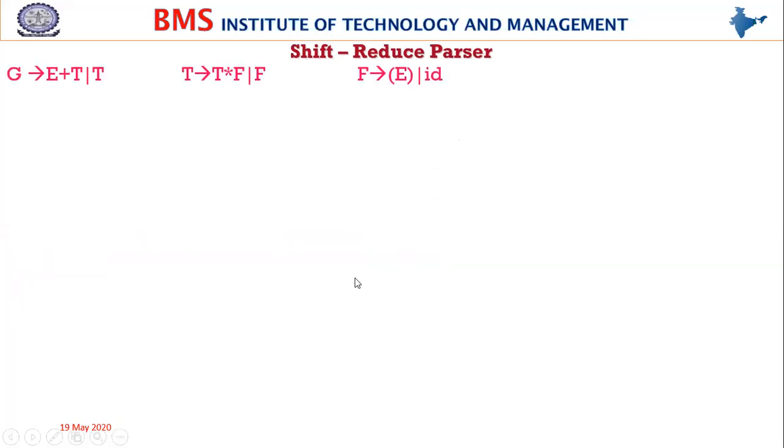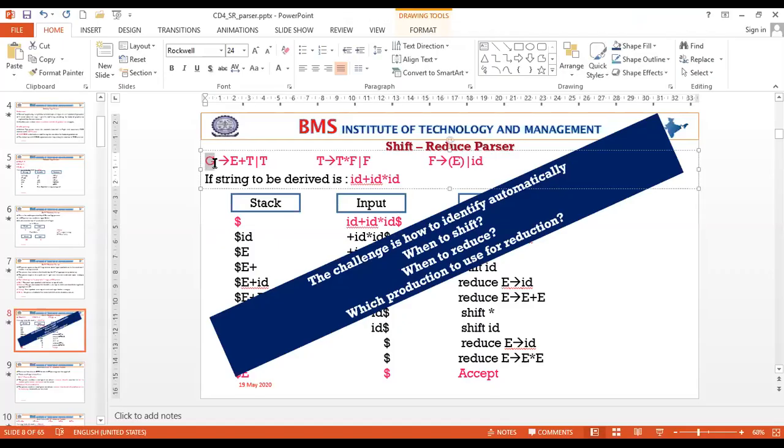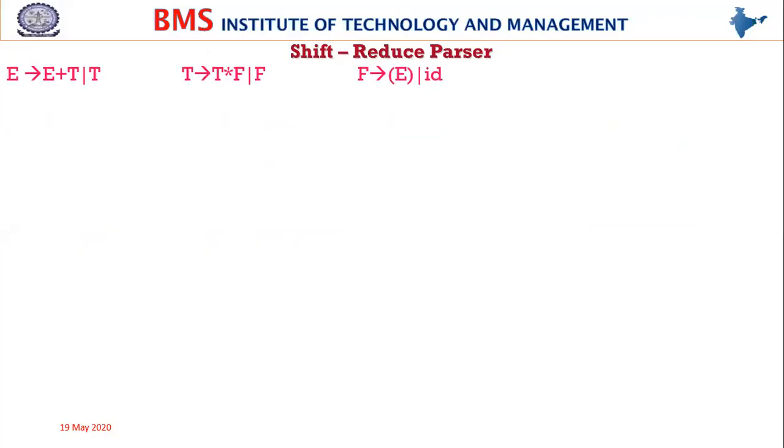Now see the example. Same grammar G. Sorry again, it's actually supposed to be E. The grammar is the same. E produces E plus T or T; T produces T star F or F; F produces open parenthesis E close parenthesis or ID. Our ultimate aim is that when you are given a proper string, we should end up with E on the stack and all the input symbols in the input buffer should be consumed. This is how we are going to do it.